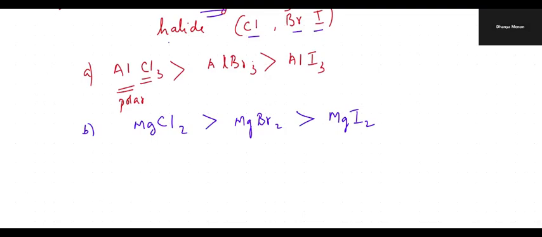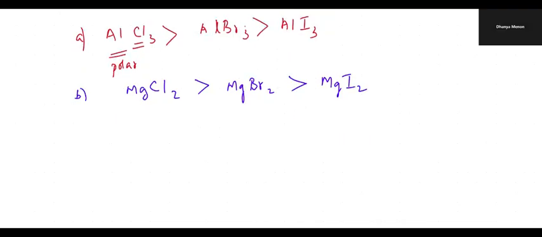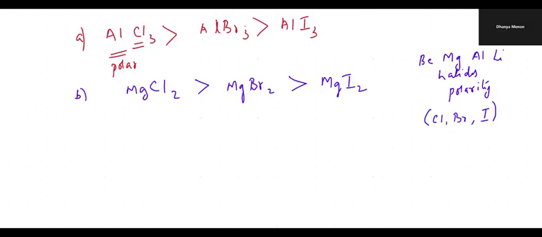Okay, so please remember this condition. Otherwise, you will quickly answer that magnesium iodide has higher van der Waals force. No. So for beryllium, magnesium, aluminum, and lithium halides, please check the polarity. Halides means which halides? Chloride, bromide, and iodide. So I'm repeatedly saying this. Okay, so this will be more polar, so hence higher van der Waals forces.